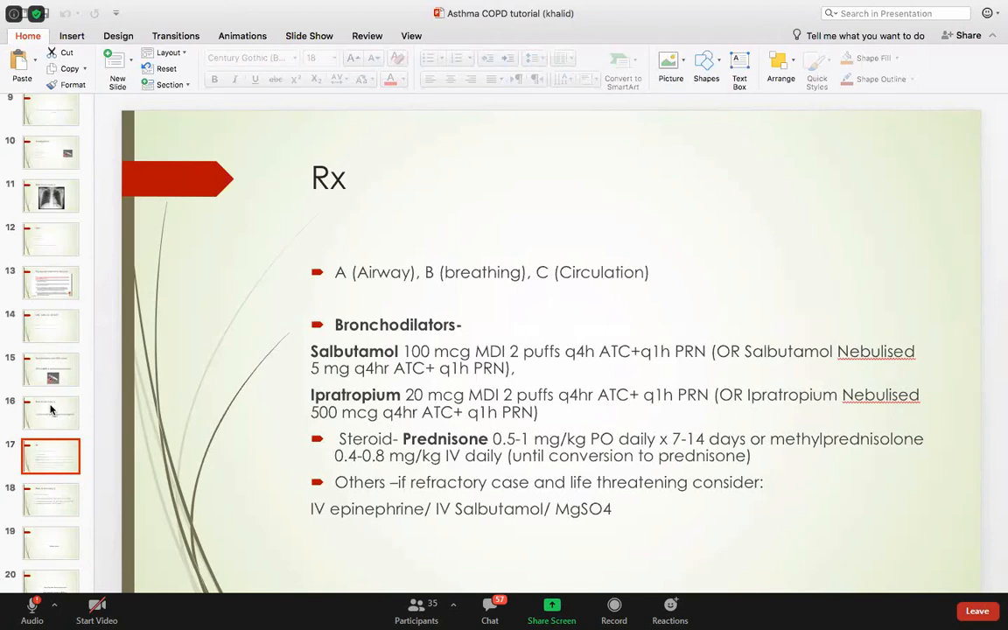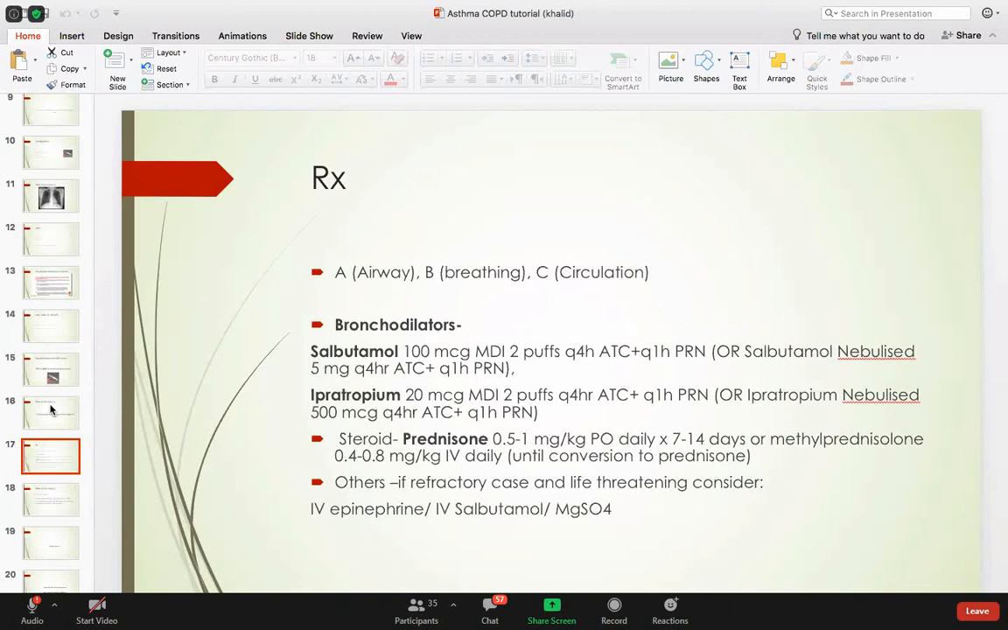You may consider salbutamol nebulized instead of the puffs, as well as ipratropium, also known as Atrovent, 20 microgram MDI puff every 4 hours around the clock, as well as every hour PRN. You can also consider them through nebulizing. Steroid, you would give prednisone, 0.5 to 1 milligram per kilogram daily for, I would say, 5 to 14 days. Also, you can consider it as IV.